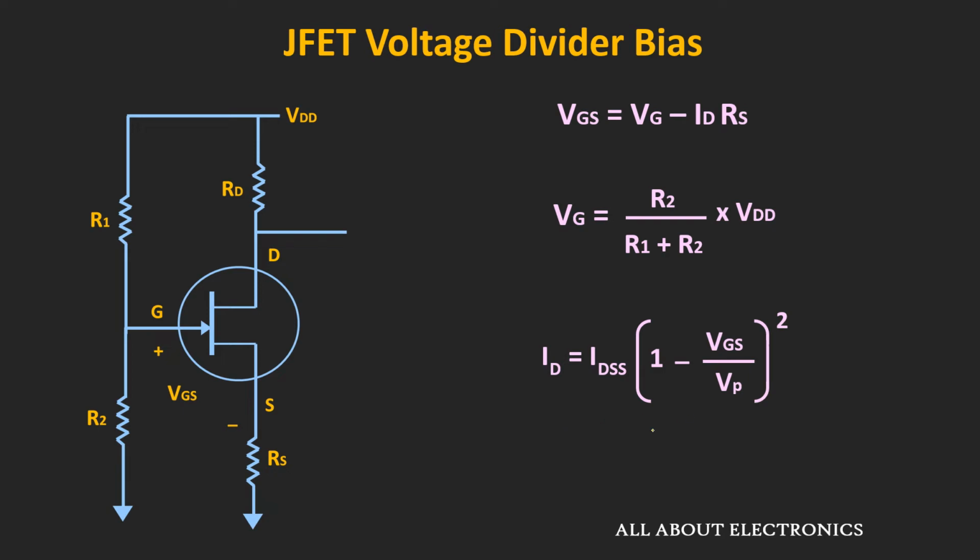And by putting the value of this drain current, we can find the value of the VGS. And for the given circuit, the drain to source voltage VDS will be equal to voltage VDD minus ID times (Rs plus RD). So in this way, by finding the drain current ID and the VDS, we can find the operating point. Alright, so let us take one example so that it will get clear to you.